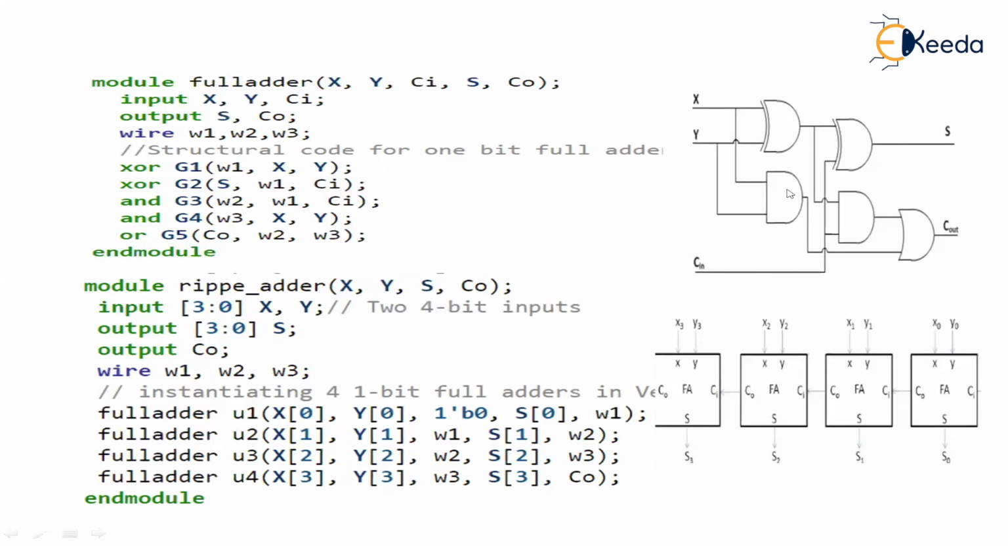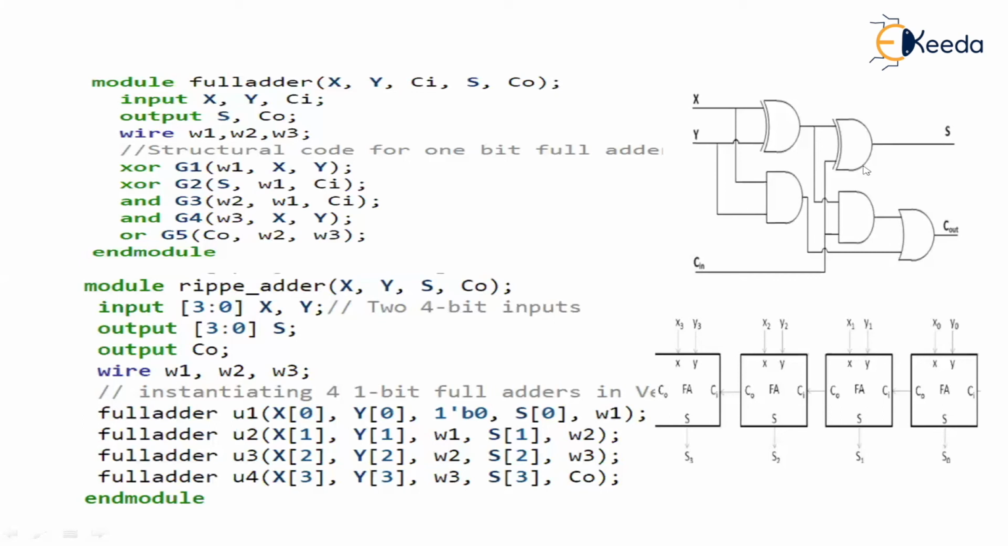And again an AND gate. What is the AND gate name? G3. What is the output of the AND gate? I am giving it as a wire, W2, and the inputs are X and Y. Then G4 over here, with output W3, and W1 as well as CI as inputs. And what is C out? C out is the output, and W2 and W3 are its inputs. So this is a program for a full adder.